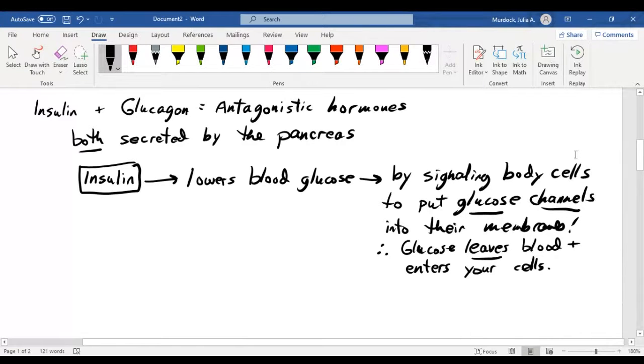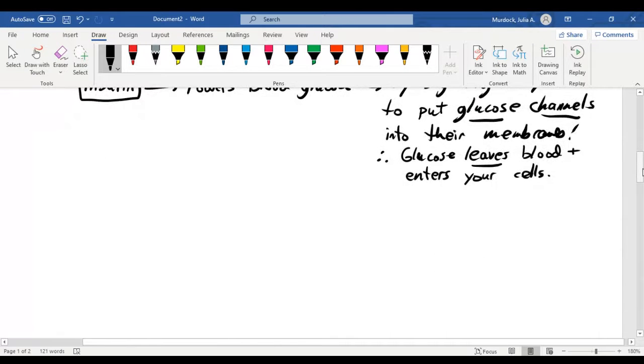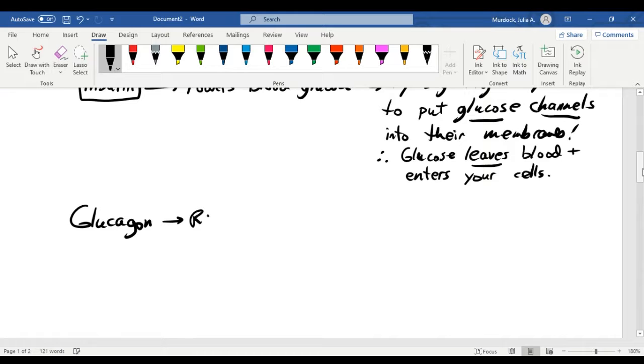Glucagon obviously has the opposite effect. Glucagon raises blood glucose. Say it's, I don't know, 1 or 2 o'clock in the afternoon and you forgot to eat both breakfast and lunch. You just didn't eat. You were busy with other things, you forgot to eat. And your blood glucose got really, really low.